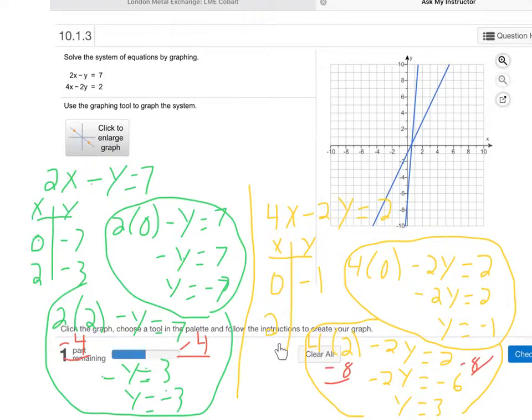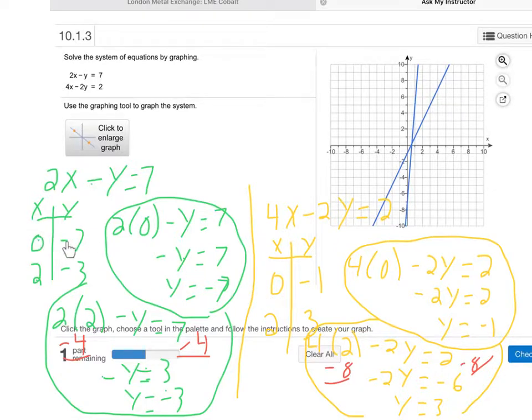And I back up, I put in 2 for x. 4 times 2 minus 2y equals 2. That's 8. I need to subtract 8 from each side. That would leave me -2y equals 2 minus 8, which is -6. Divide both sides by -2, and I get 3 down here. And so the other solution I found for this equation is 2, 3. You could find more solutions, but 2's enough.